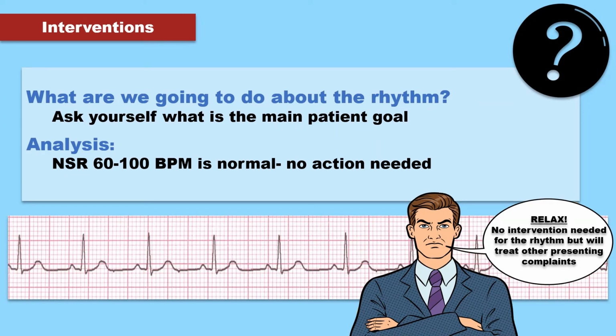Now, as the nurse, we have to always ask ourselves, what are we going to do about the rhythm we are interpreting? To do this, just ask yourself, what is the main patient goal? The main patient goal in rhythm disturbances should be to restore a normal rhythm. This may not always be possible, and when it's not possible, our main patient goal should be to maximize perfusion. Since this is normal sinus rhythm, it's normal and we're not going to do anything about the rhythm. If the patient has other symptoms or presentations like chest pain, we still need to address those issues, but we do not have a problem with this rhythm to address at this time.